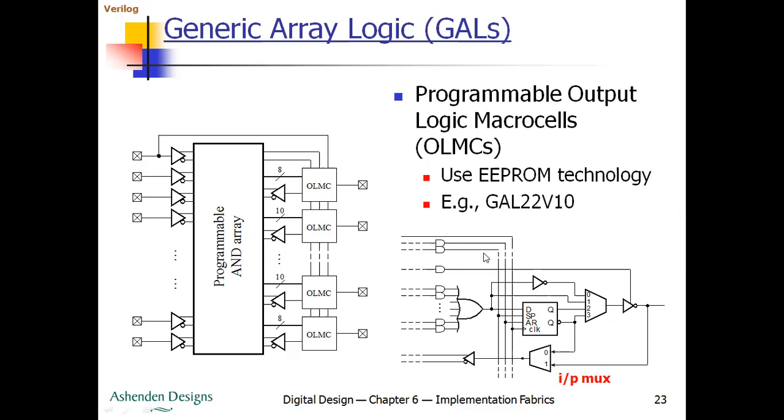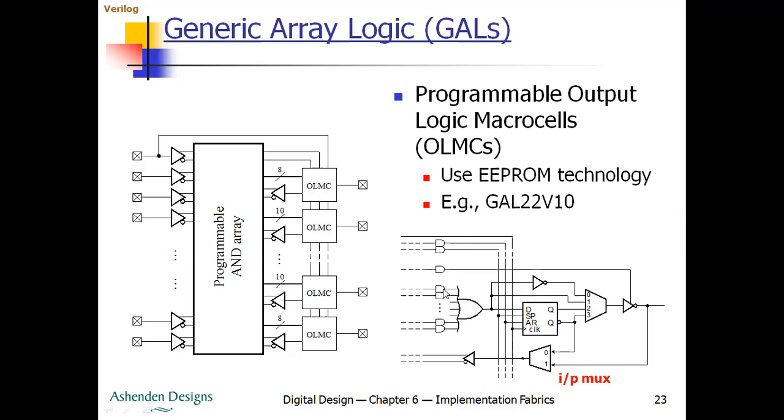On the right hand side, this figure is the diagram for a single output logic macro cell, the diagram of this OLMC. Here one OLMC will be something like this. Here we can also see the same parts as we have seen in the previous figures: the fixed OR gate, along with the programmable AND gates.